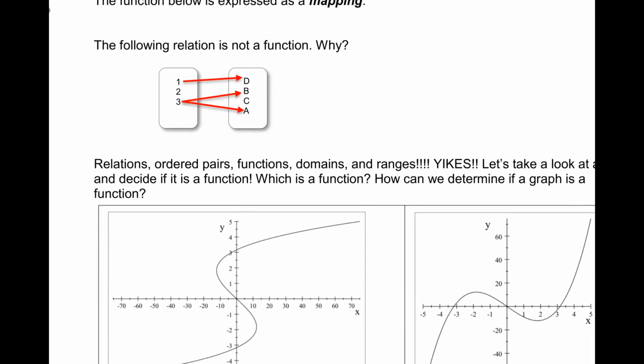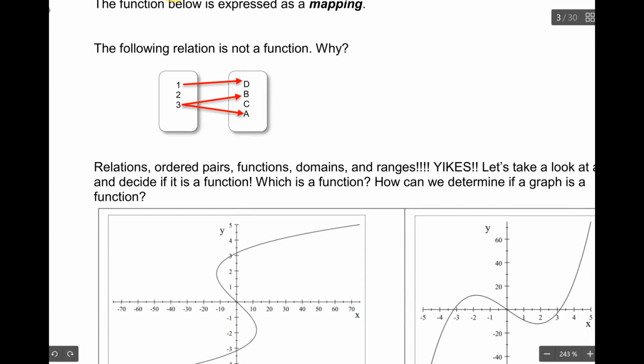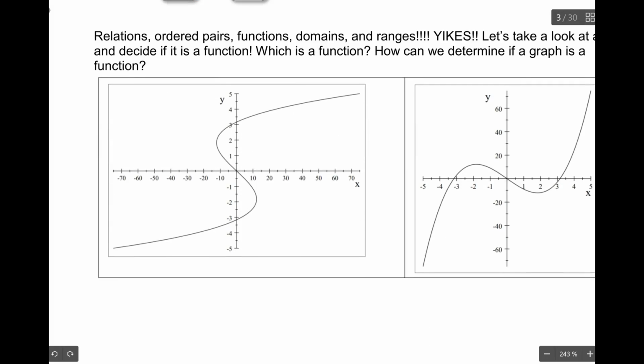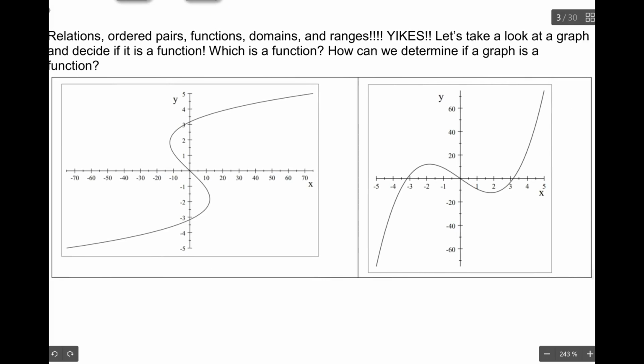So this is mapping. So here, this is not a relation, so I'd like you to think y. So 3 has more than one y value. More than one y value. All right, let's try it out. Relations, ordered pairs, functions, domain, yikes.